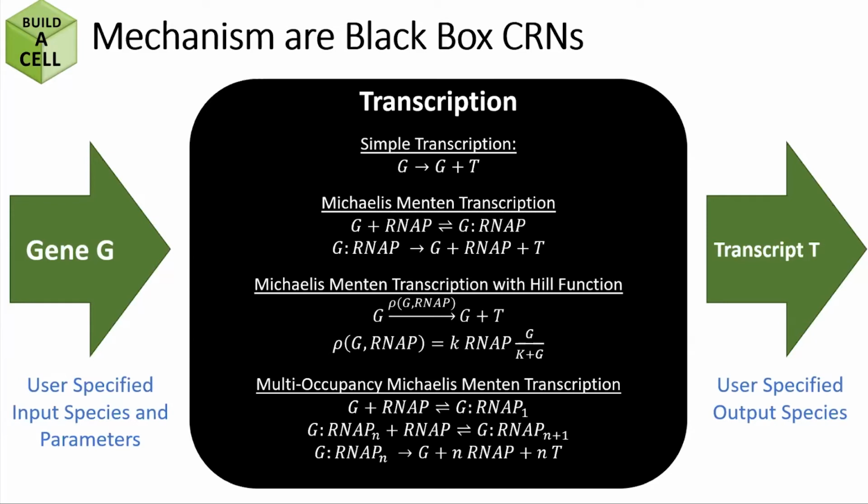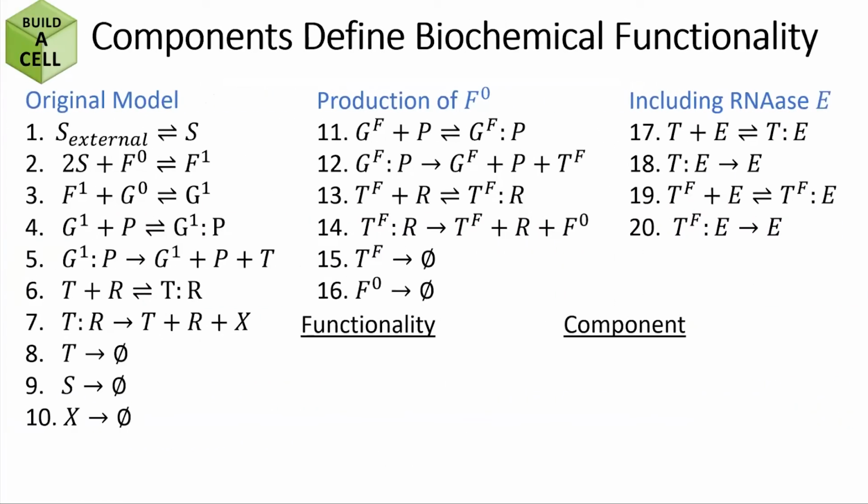Biocompiler makes it easy for you to take your specification and change which transcription mechanism or other mechanism you're using to model each of the processes, to build lots of models of the same process and compare them. Now, components are the next key object in Biocompiler. And we'll go back to this example model we talked about earlier.